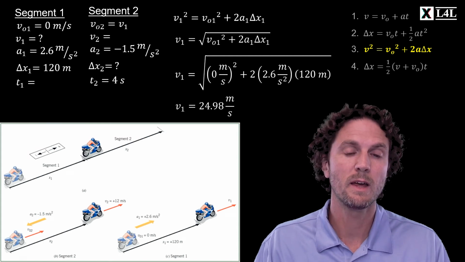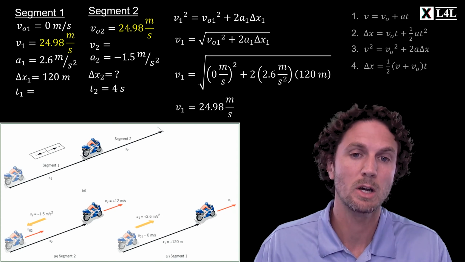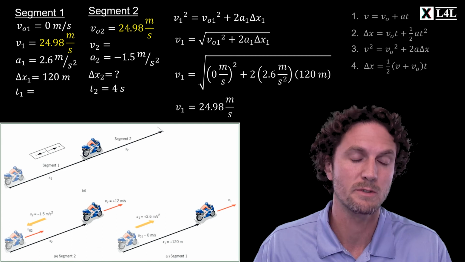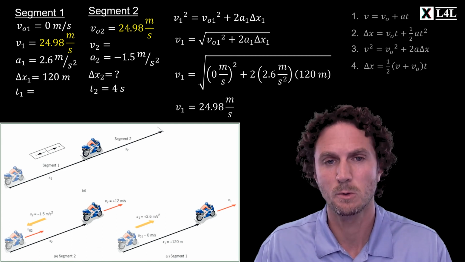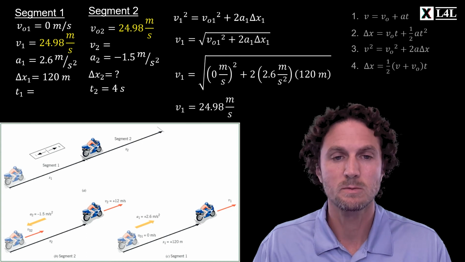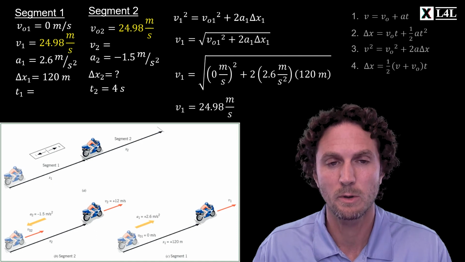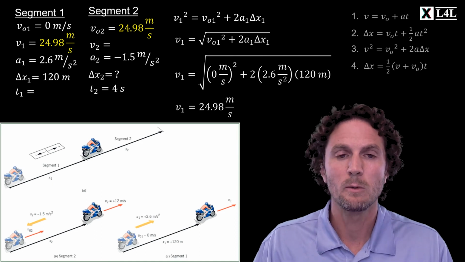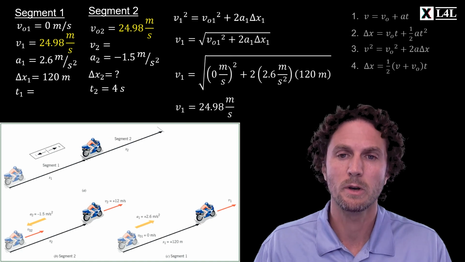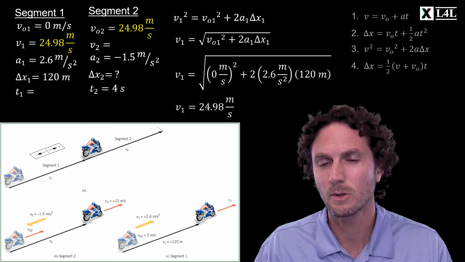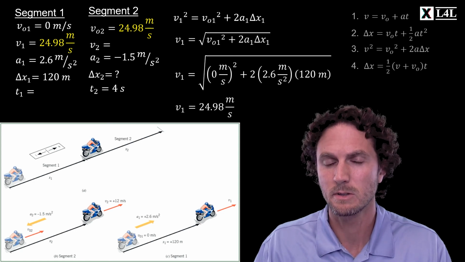So we can go back to our defined variables and plug in this answer, the final velocity of segment 1, which is now our initial velocity for segment 2. This gives us three variables that we know. From here we can identify which one of the 4 UAM equations we want to use. Take a look at them and see if you can decide which one we should use to solve for the displacement 2.